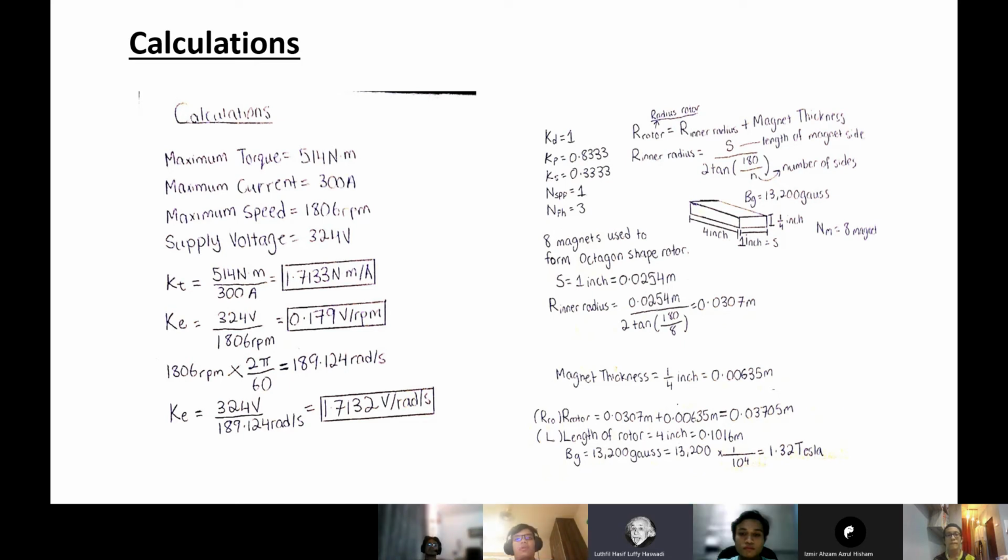Then the length of our rotor, which will be the length of our motor as well for the inside case, will be 4 inches. Since we are using only one ring of the permanent magnet, we will be using only one stack of bar magnet. So the length of the rotor will be 0.1016 meter. And we know the magnetic flux, or the strength of the magnet, is 13,200 gauss. Then we convert this gauss into Tesla, dividing by 10 to the power of 4, and we get 1.32 Tesla, which is the magnet strength.